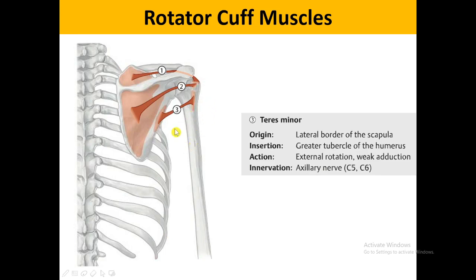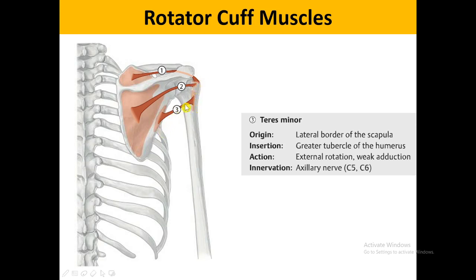Now we are going to the third muscle of the rotator cuff. The number 3 is representing the third muscle, and that is actually the teres minor. It is originating from the lateral border of the scapula, and it is also inserting on the greater tubercle of the humerus like the above two, but it is the most inferior as compared to the other two.